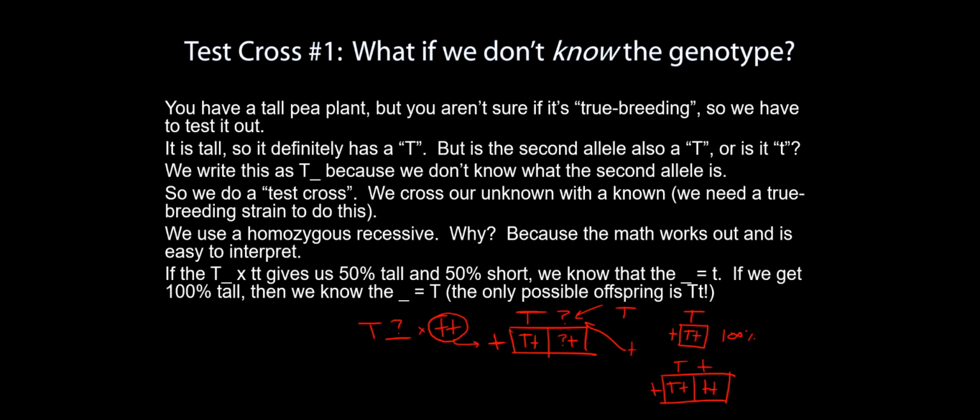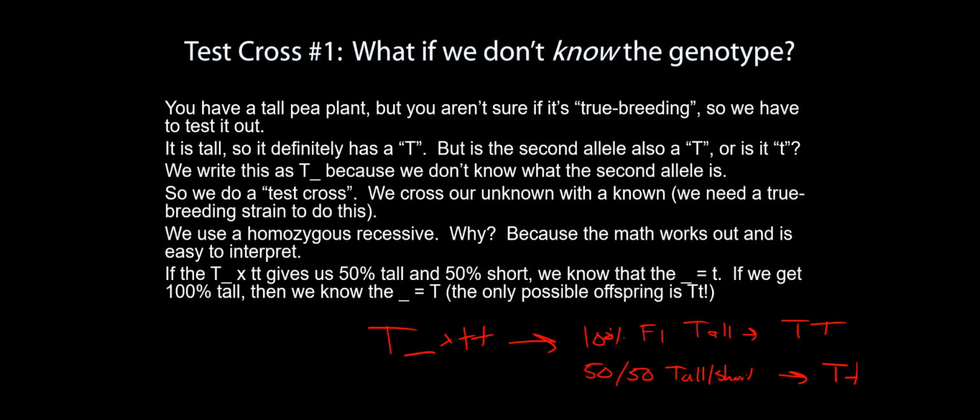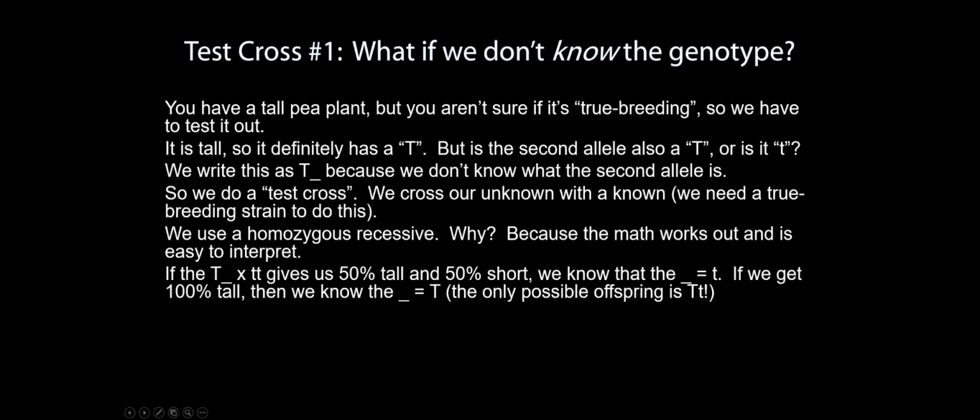And so by crossing the unknown with the homozygous recessive, if 100% of the F1 was to be tall, that would tell us the original parent was homozygous dominant. If it was 50-50, tall and short in the F1, then that would tell us the original parent was a heterozygote. Okay, so that's the test cross.